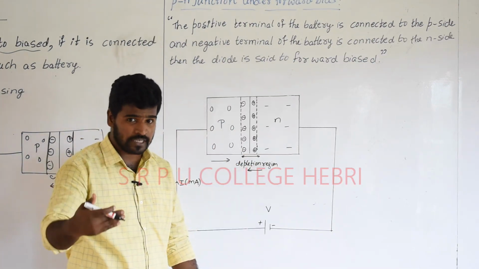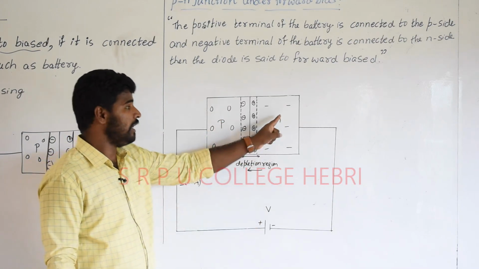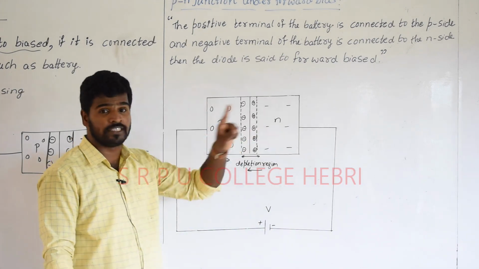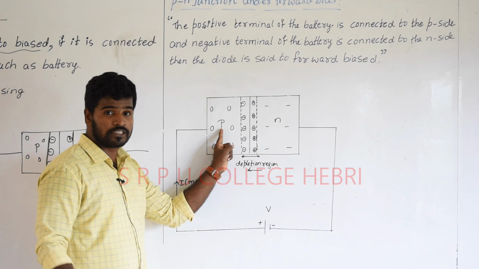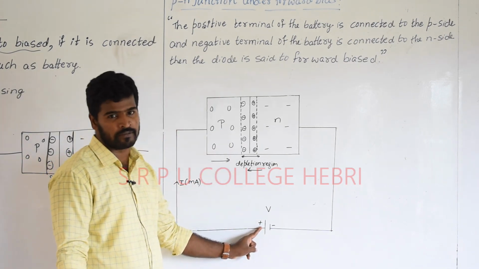But if we consider the connection, the P side is connected to the positive terminal of the battery and the N side is connected to the negative terminal of the battery, then the PN junction diode is said to be forward biased. The holes, the charge will be positive, so we connected it to the positive terminal of the battery.